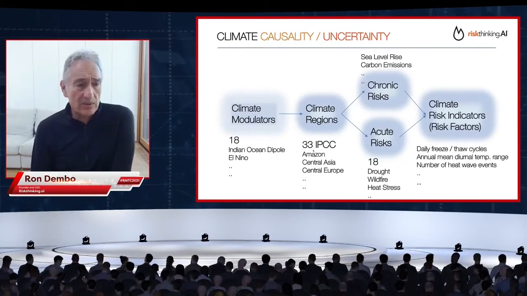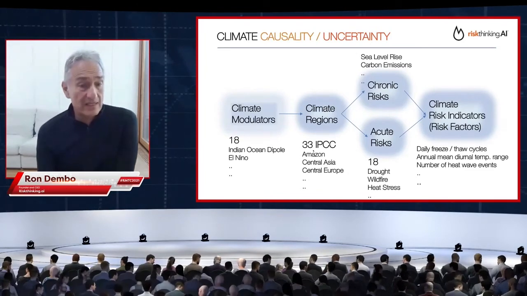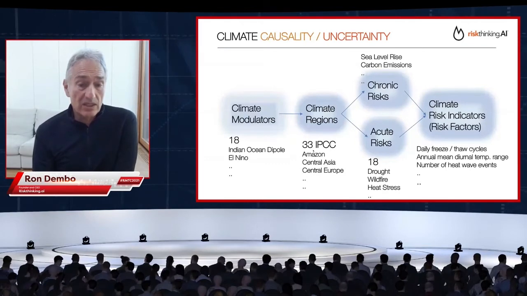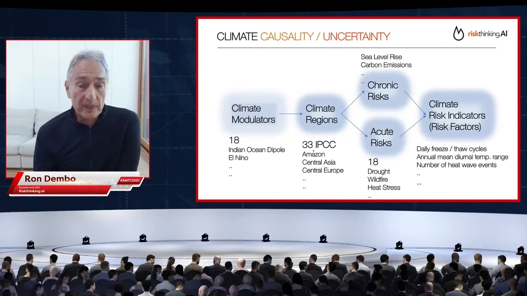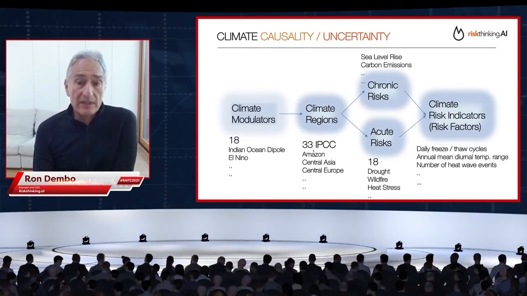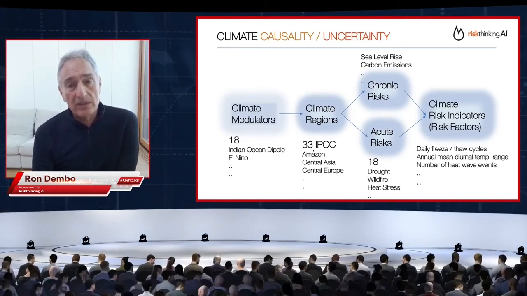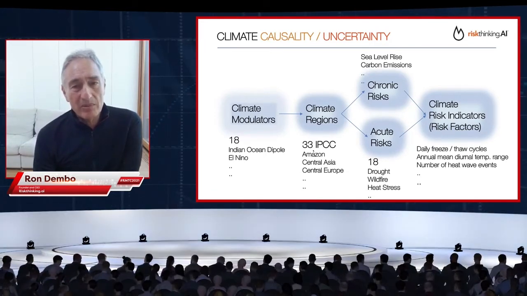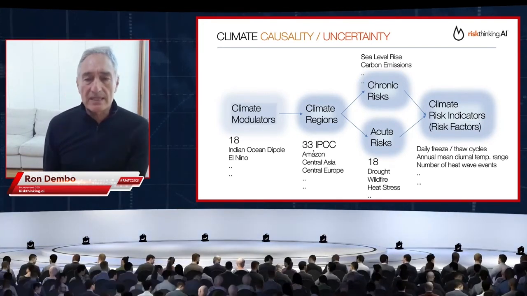So here's an example of climate causality. A climate modulator, like an El Nino or an Indian Ocean dipole, affects regions all over the world. There are 33 regions, actually 64 now, that are homogeneous and defined by the UN. In those regions, you have different risks, and there are two types of risks. There's chronic risks, like sea level rise. They happen slowly and imperceptibly, and carbon emissions, and acute risks like drought, wildfire, heat stress.